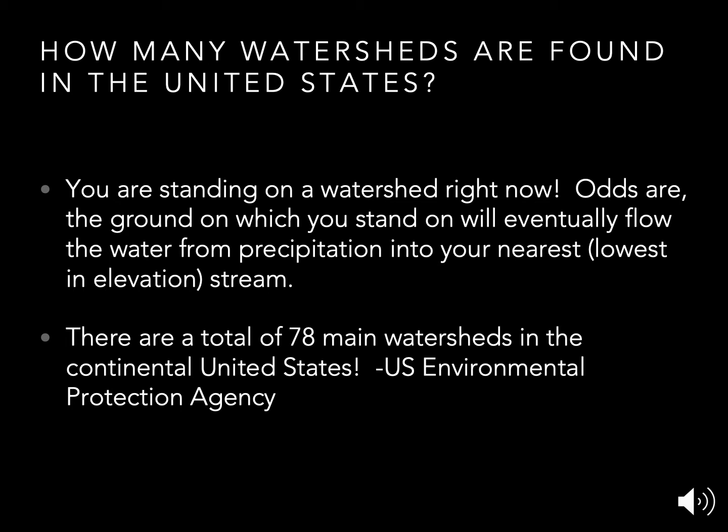How many watersheds are found in the United States? Well, odds are you're going to be standing on a watershed right now, regardless of how hilly or flat the terrain or elevation is. There's going to be a slight elevation leading to that watershed. Remember, groundwater also contributes to that watershed. There are a total of 78 main watersheds in the continental United States.